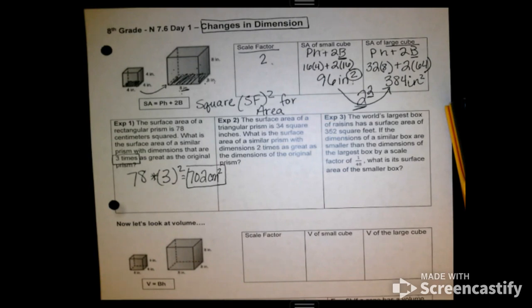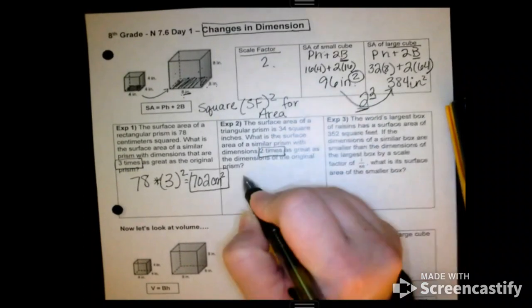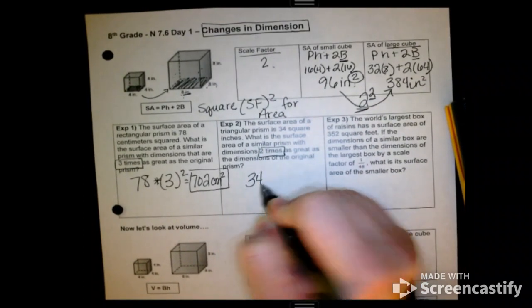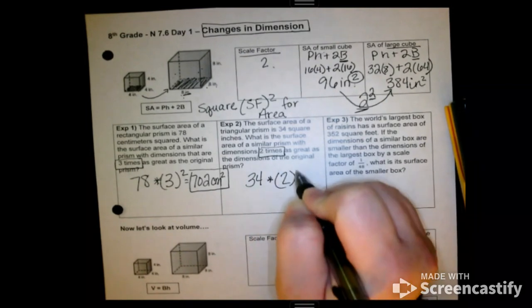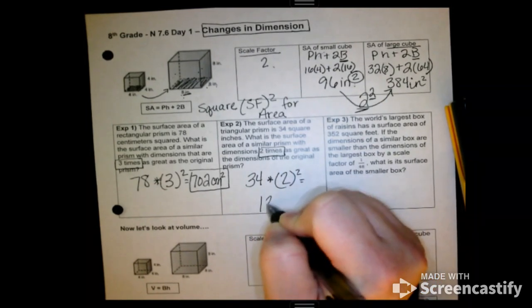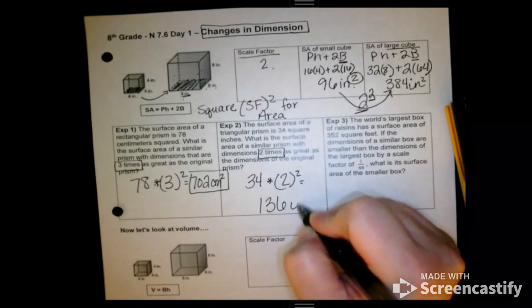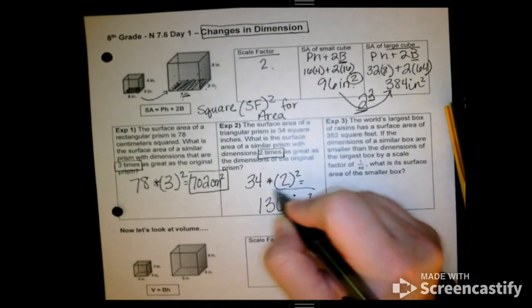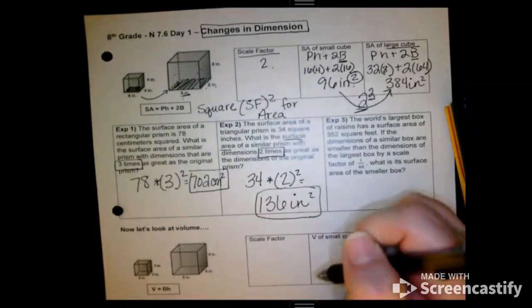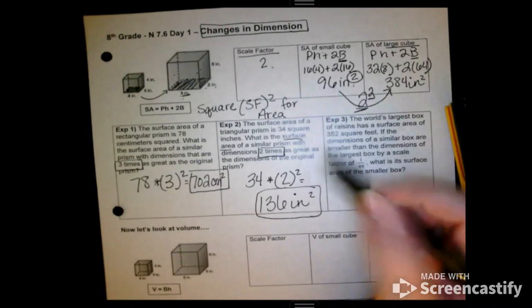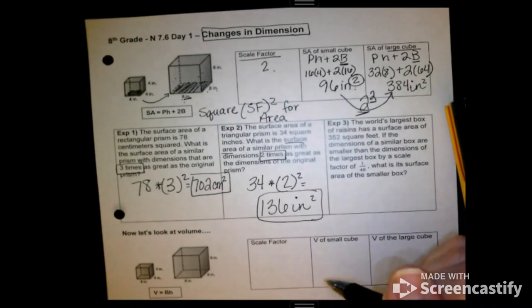Okay, so the surface area of a triangular prism is 34 square inches. What is the surface area of a similar prism with dimensions of 2 times? So 34 times what? 2 squared. 136. So if it says similar and surface area, you are squaring your scale factor. That's the keyword you need to look at.